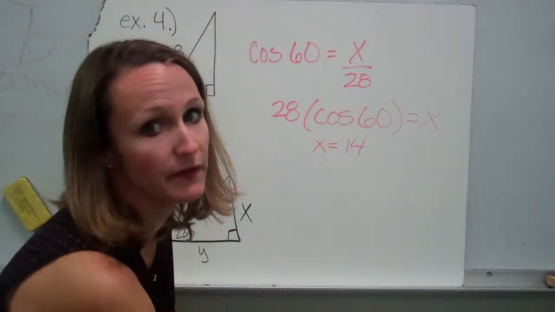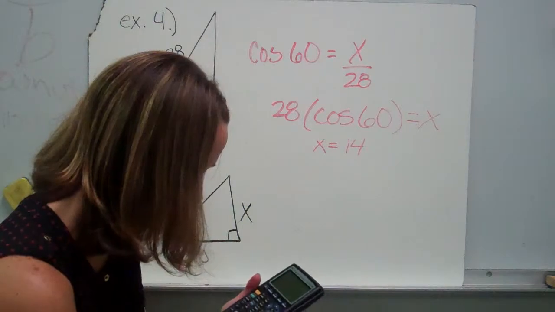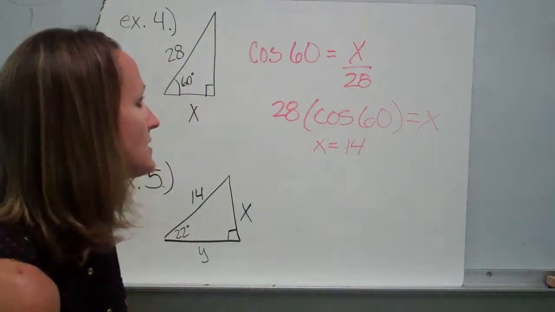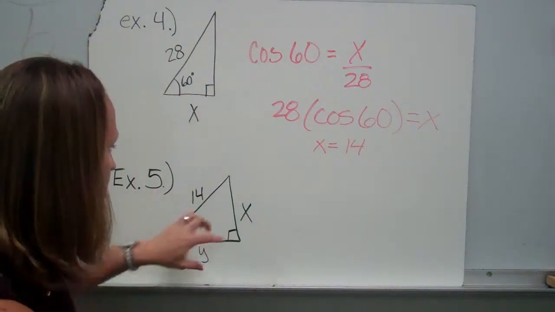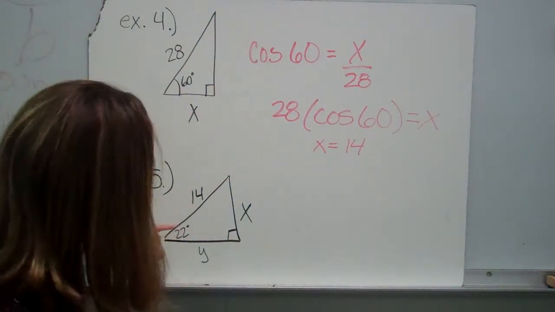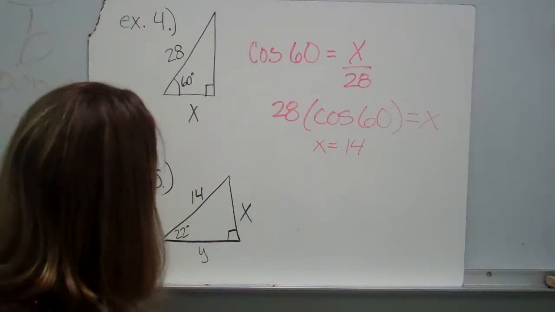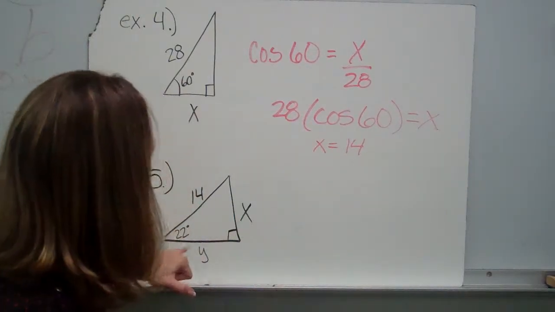I could have solved and gotten the cosine of 60, but I believe the cosine of 60 equals 0.5. It does. All right, so let's look at one more. This time I need to solve for x and y. So let's solve for, I don't know, we'll do x first.